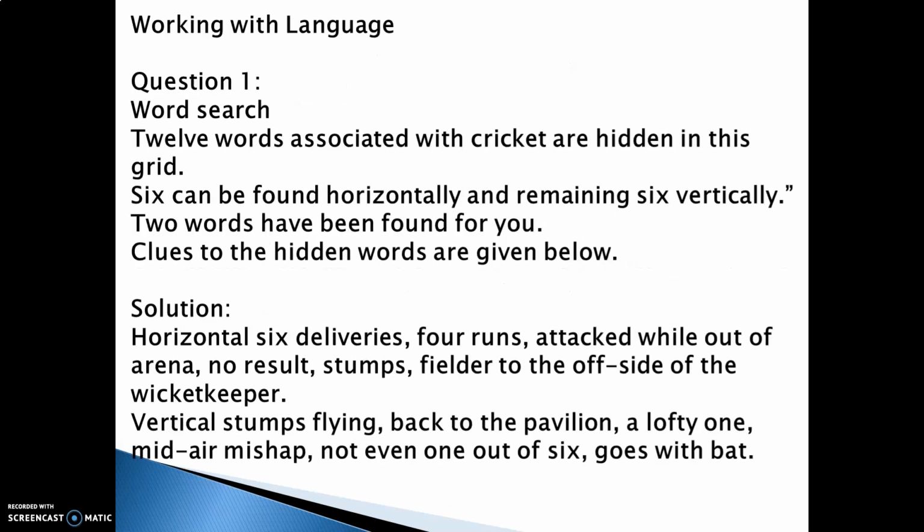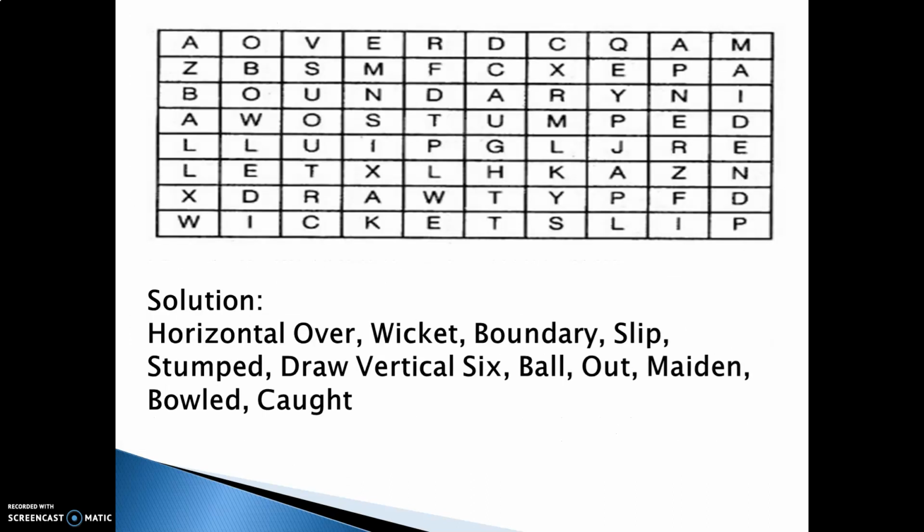Now, working with language, it's a word search. You can find the answers on your own. Solutions: horizontal answers are over, wicket, boundary, slip, stump, draw. Vertical answers are six, ball, out, maiden, bowled, caught. You can circle that.